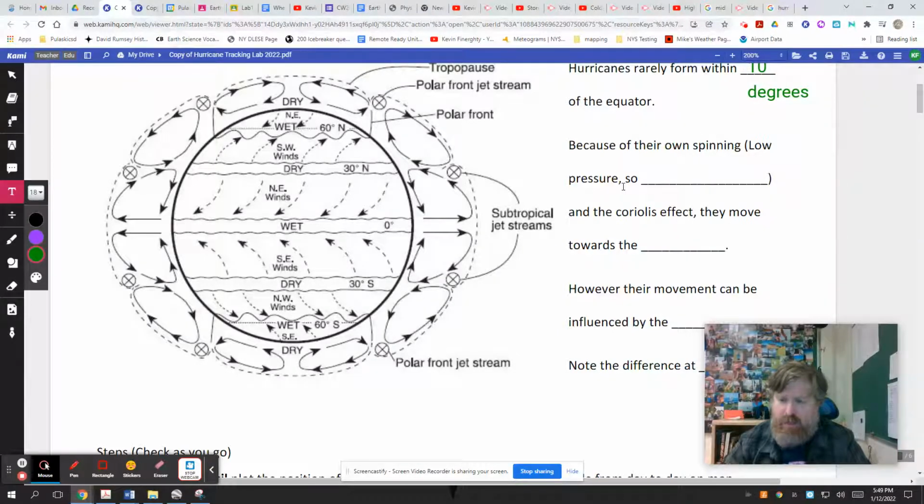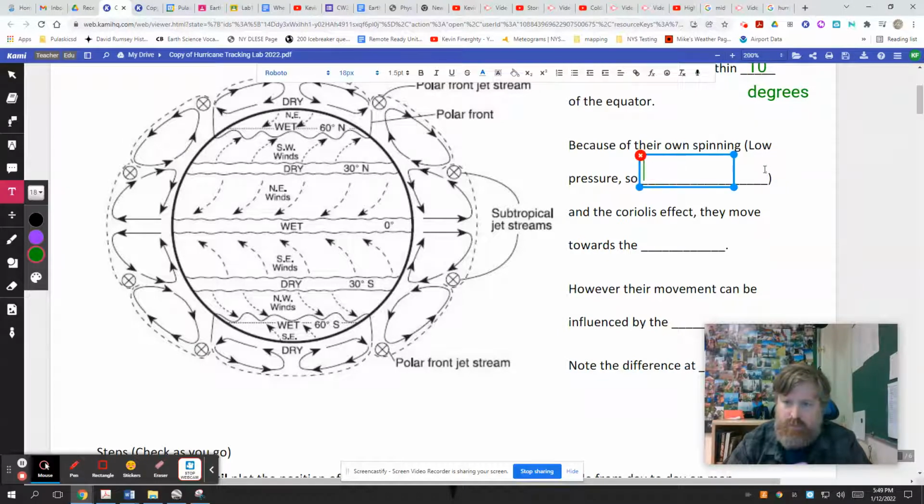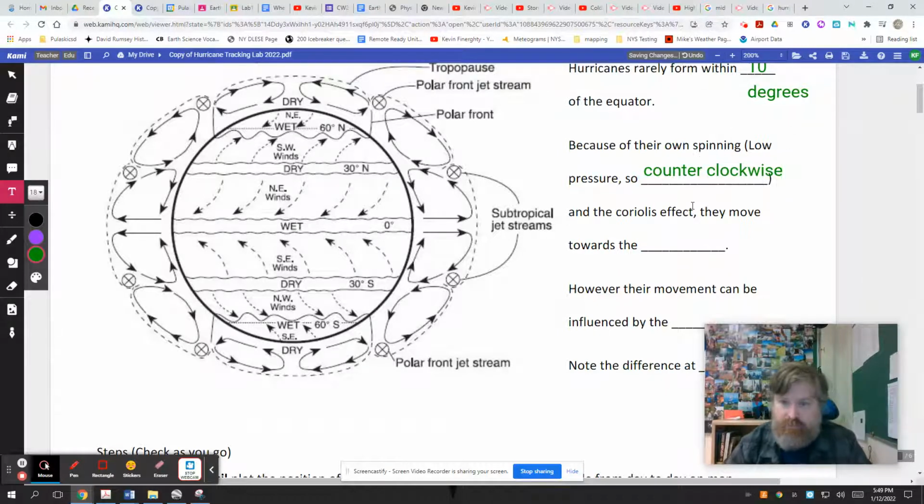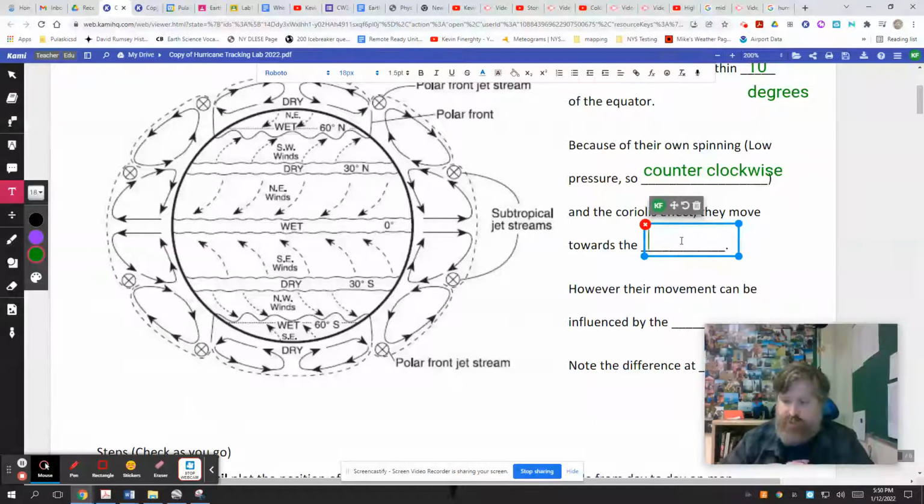Because of their own spinning, they're low pressure centers. Can we go back to our meteorology cheat sheets and remember which way lows should spin here in the northern hemisphere? Can you? Counterclockwise. Because of their own spinning and the Coriolis effect, there's a natural way in which they get sucked towards the poles. They want to go towards the poles roughly.